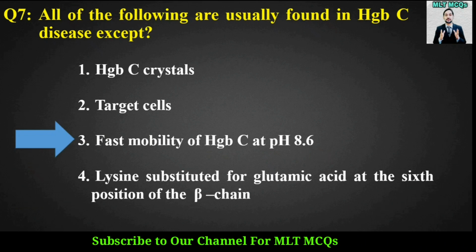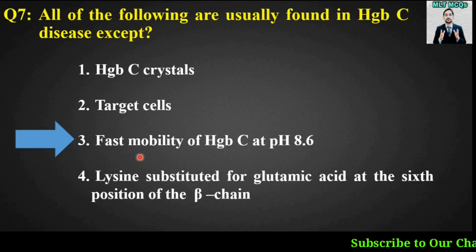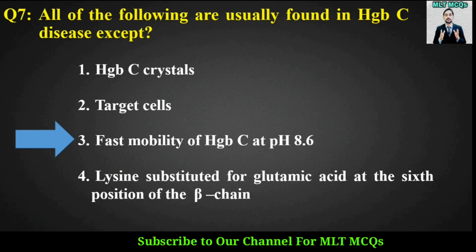So substitution of a positively charged amino acid for a negatively charged amino acid in hemoglobin C disease results in a slow electrophoretic mobility at pH 8.6. So the right answer for this MCQ is fast mobility of hemoglobin C at pH 8.6.